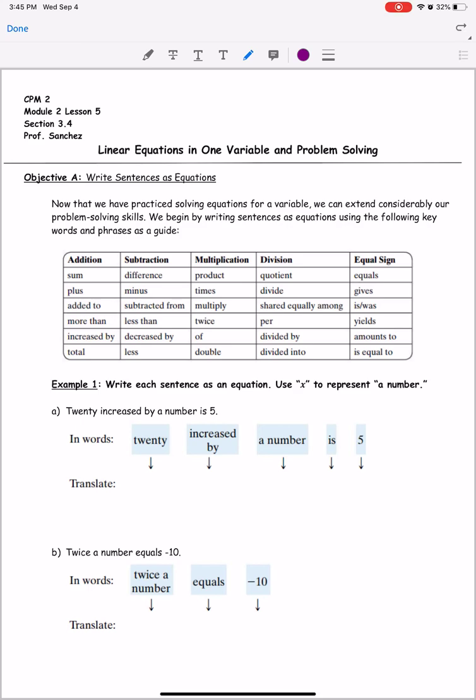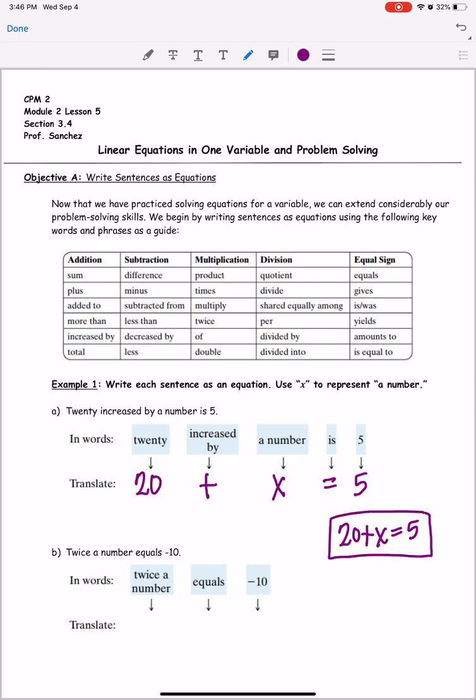20 means the number 20. Increased by, that's your keyword for add. A number, we said we're letting x represent a number. Is means equal sign. And then 5. That's it for this one. So 20 plus x equals 5.